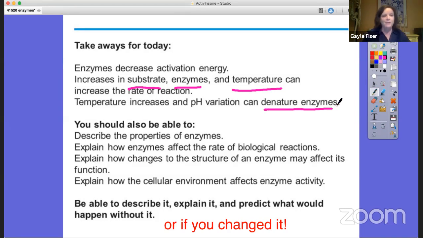You should also be able to describe the properties of enzymes, explain how enzymes affect the rate of biological reactions, explain how changes to the structure of an enzyme may affect its function, and explain how the cellular environment affects enzymatic activity. I always want you to be able to describe it, explain it, and tell me what you would do without it. But now I want you to tell me what would happen if you changed it.